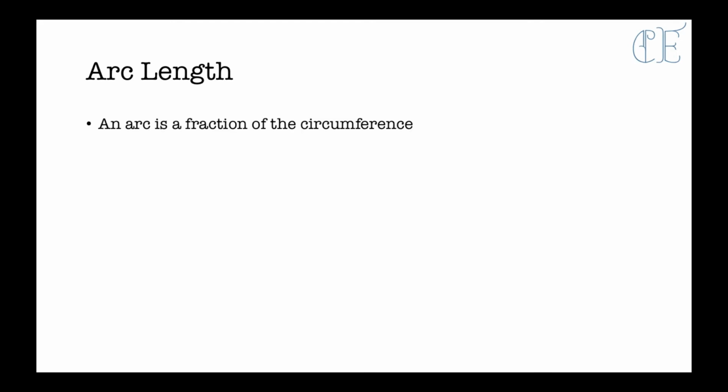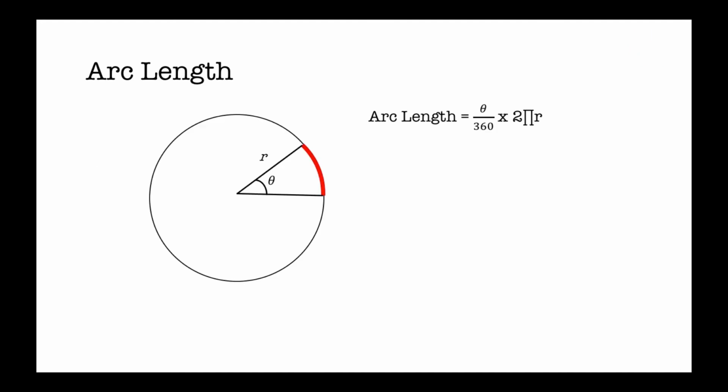An arc is a fraction of the circumference. We get this fraction from the angle at the centre. So, in order to work out the arc length, we must take the value of the angle at the centre, and we need to divide that by 360. We then need to times it by 2 pi r. The reason we need to times it by 2 pi r is because 2 pi r is what we would use to find the circumference in total. You can either use 2 pi r or pi d.